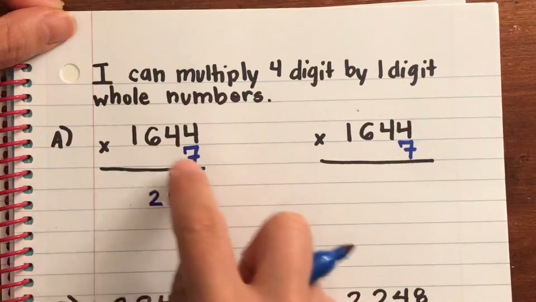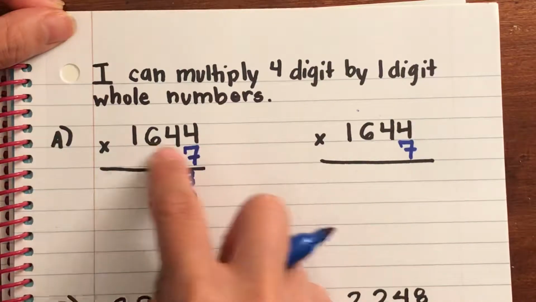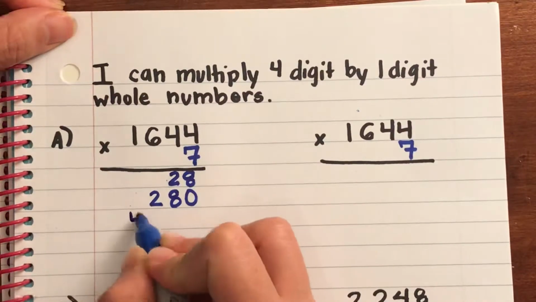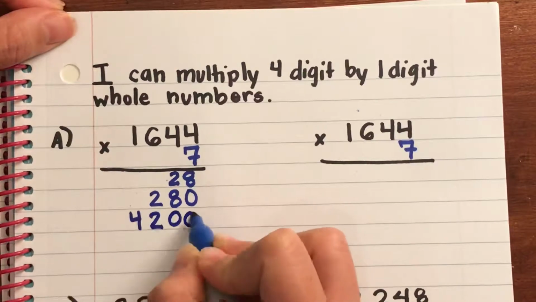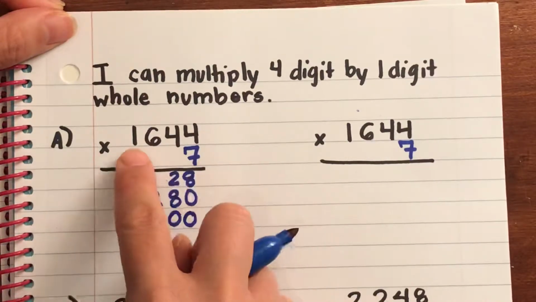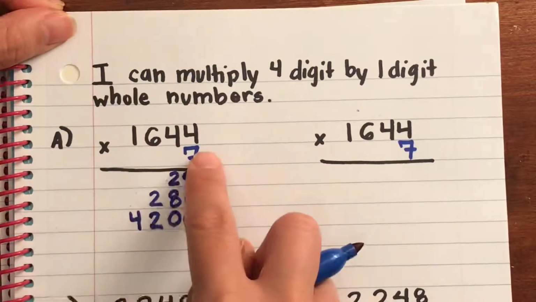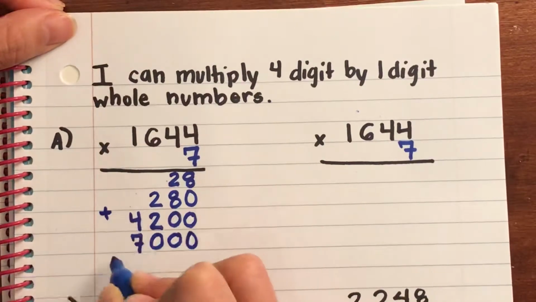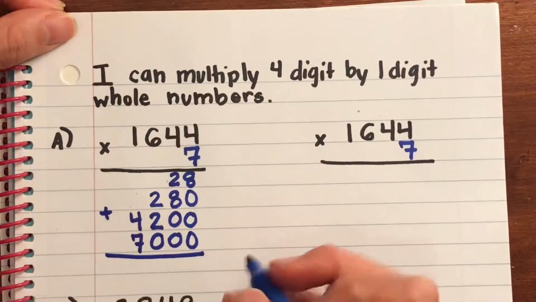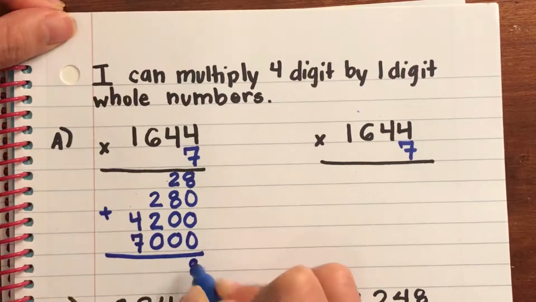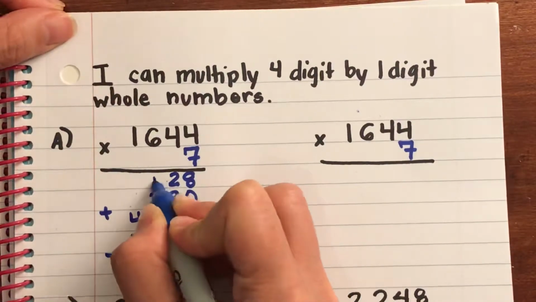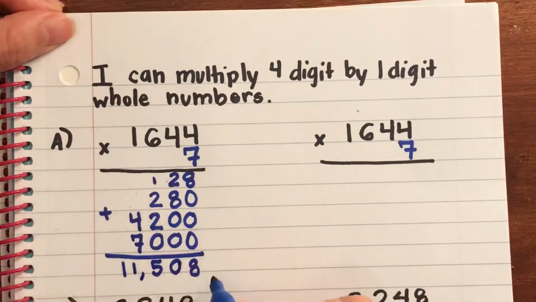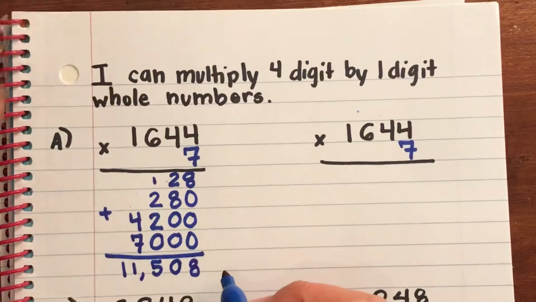7 times 6, or 7 times 600, 6 hundreds, because 6 is in the hundreds place, is 4,200. And then 7 times 1, or 7 times 1,000, because the 1 is in the thousands place value, is 7,000. I'm going to add my partial products together. I have 8 ones, 10 tens, or 100, 5 hundreds, and then 11,508 is my product for this problem.